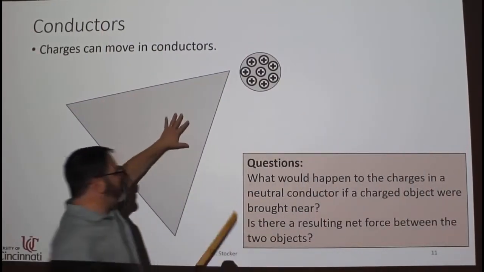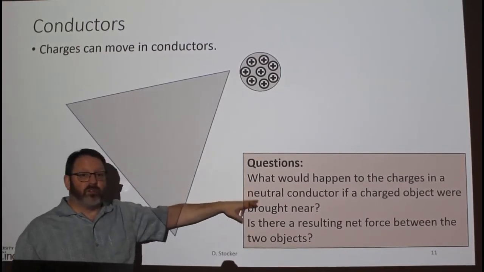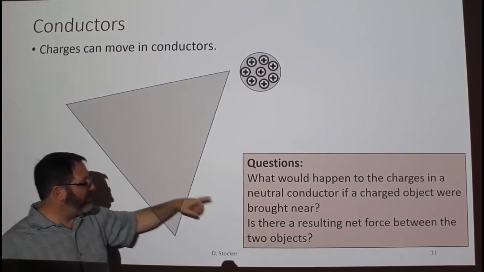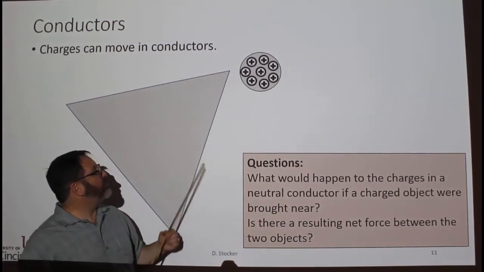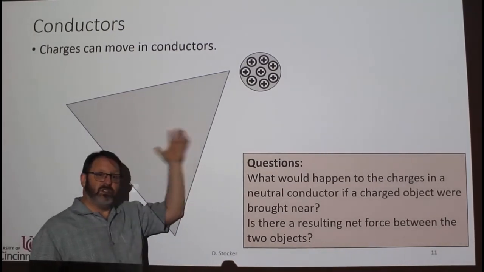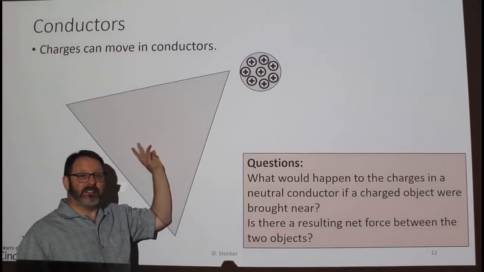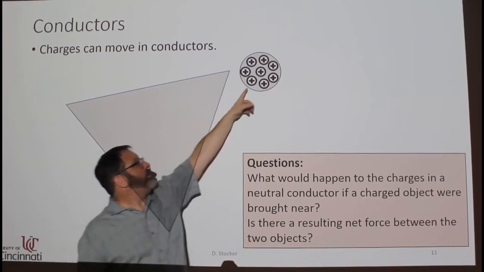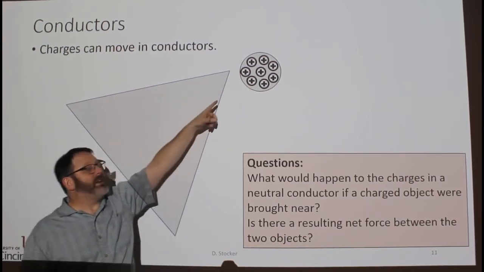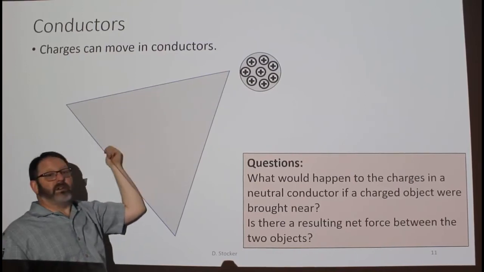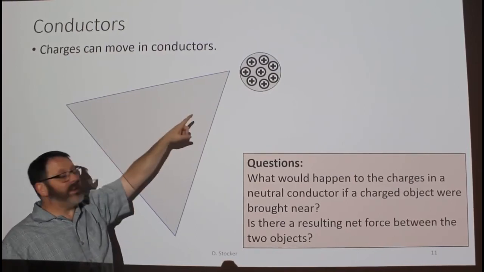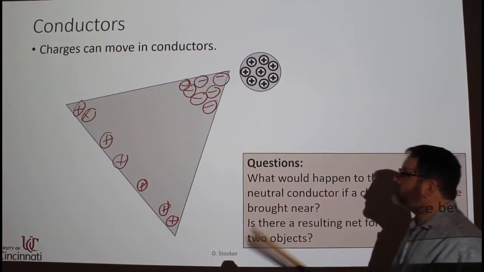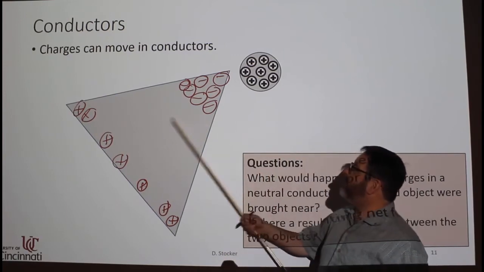Now, what would happen if the conductor is neutral, so there's no net positive or negative charge in here, but the charges can move? What would happen if a charged object were brought near? So imagine it's a neutral object, but that means it has pluses and minuses in equal numbers. So if you were a plus floating around in here, and all the pluses showed up here, you would want to run as far away from that as you could. You'd run this direction. If you were a negative, you would want to get close to those. So the negatives will come up this way, positives will go out the other direction. So something like this would happen.